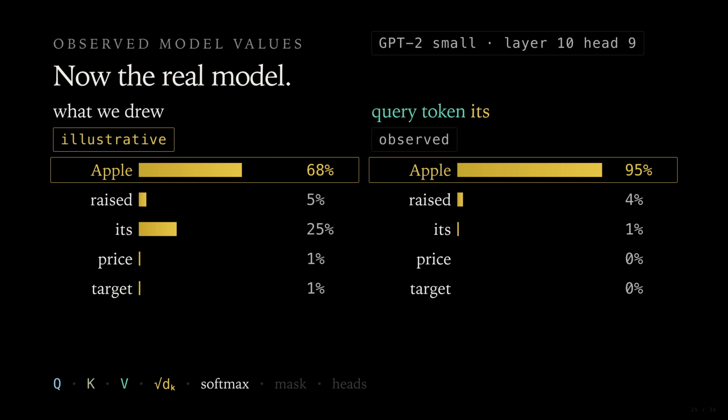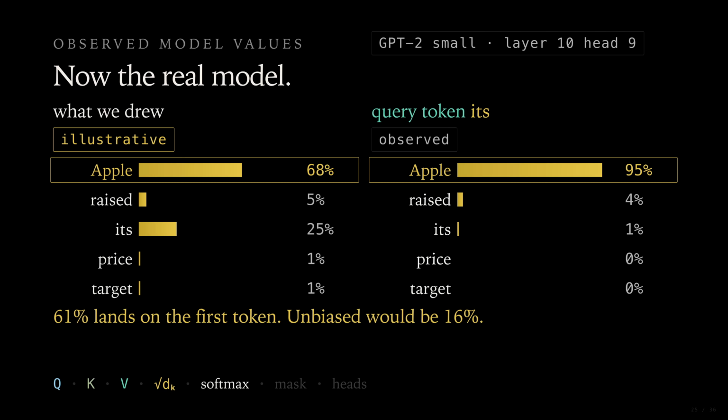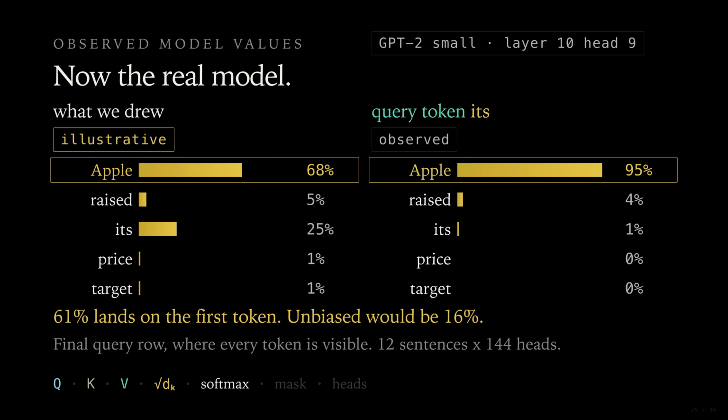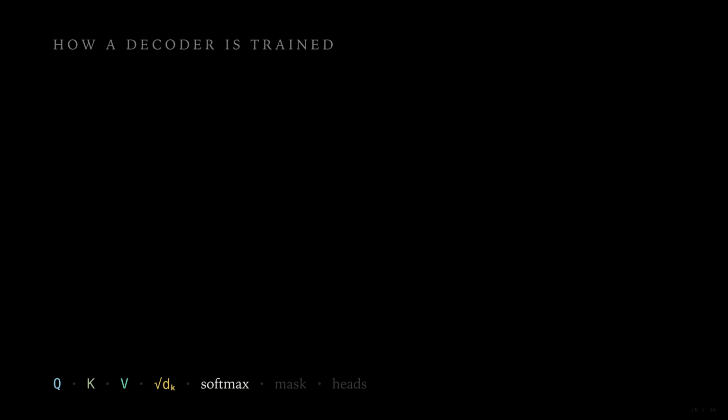That is an artifact called an attention sink, and it is not the model understanding anything. The mechanism is what you just learned. The tidy numbers were the teaching aid. Now for the version language models actually use.